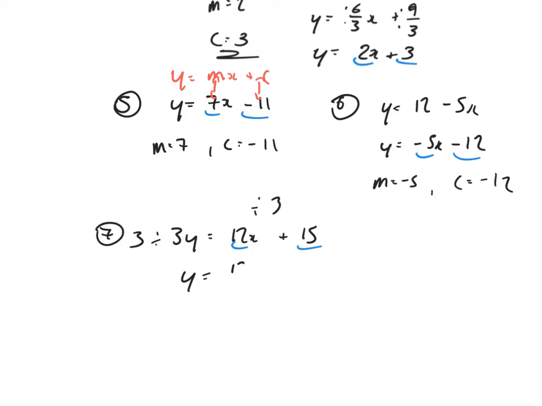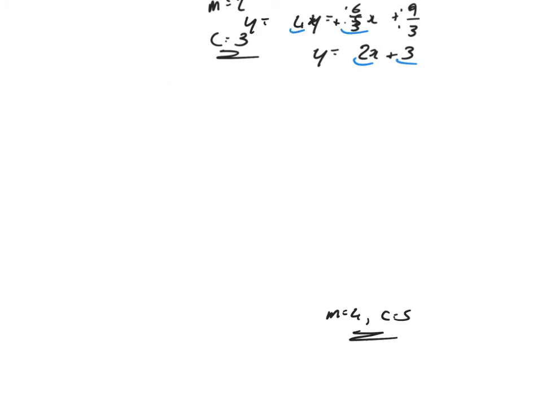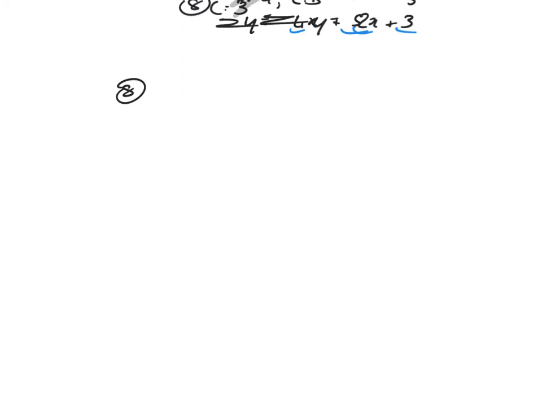So I need to divide everything in the equation by 3. So 3y divided by 3 gives me y. 12x divided by 3 gives me 12 over 3x, and 15 divided by 3 gives me 15 over 3. I can now simplify that down because 12 divided by 3 is 4x, and 15 divided by 3 is 5. I can now pick out the gradient and the y-intercept. There's the gradient, there is the y-intercept. m is equal to 4 and c is equal to 5. Final answer.